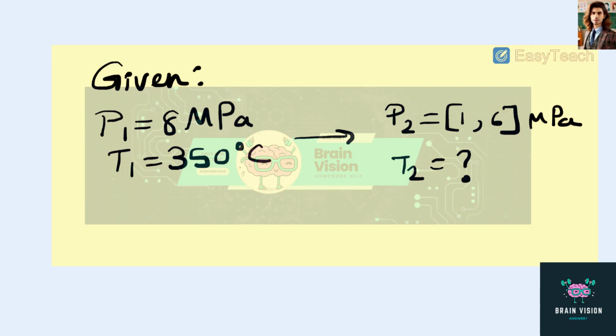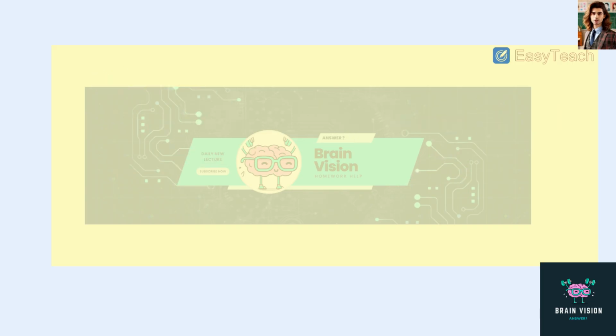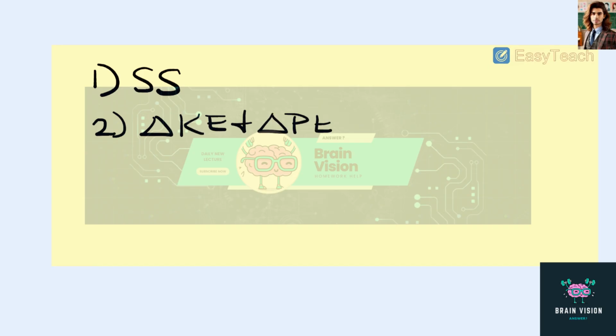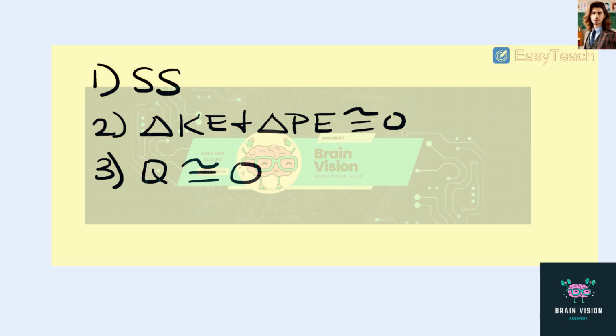So what we're going to do first is just write down our assumptions. We're going to assume that this is a steady state problem, so nothing is going to be changing with time. We're also going to assume that any changes in kinetic energy or any changes in potential energy are negligible. We're also going to assume that heat transfer to the fluid is negligible because we do know that the valve is insulated. And we're also going to assume that there's no work involved as well.